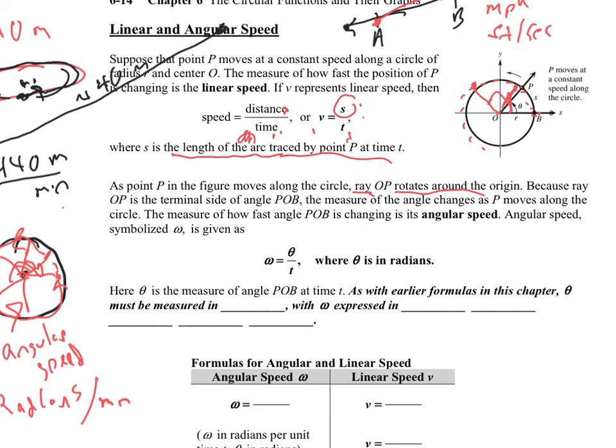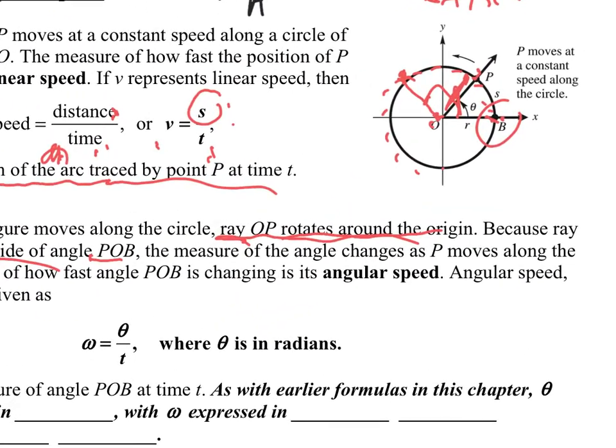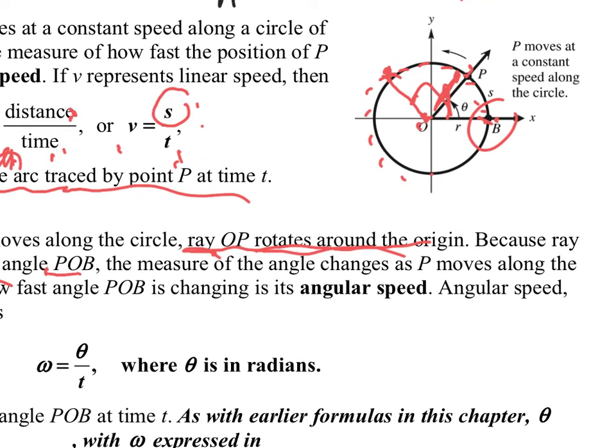So we say the ray OP rotates around the origin, because ray OP is a terminal side of the angle POB. There's B right here, because he said that's my terminal side. Let me erase it so I can see it clearly. Yeah, he's locking B in.